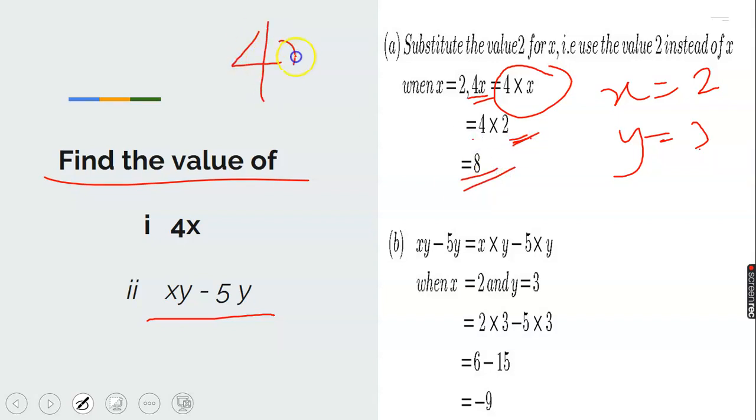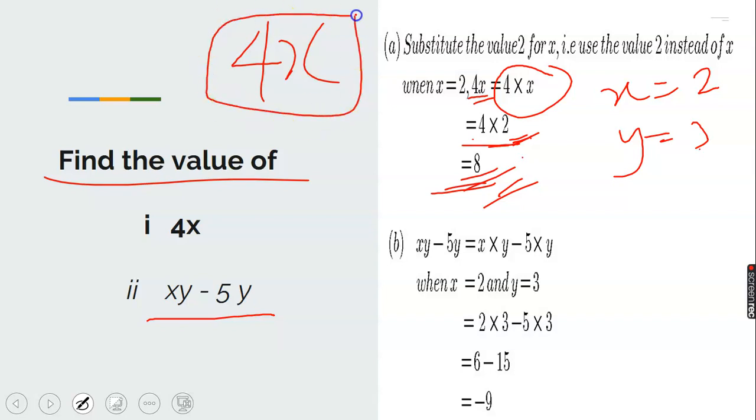Don't forget we have 4x. And we said, substitute for the value of x. That is, use the value of 2 for x. That is, you replace x with 2. By the time you multiply, you have 8 as your answer. That is, the value of this 4x when x is equals to 2 is 8.